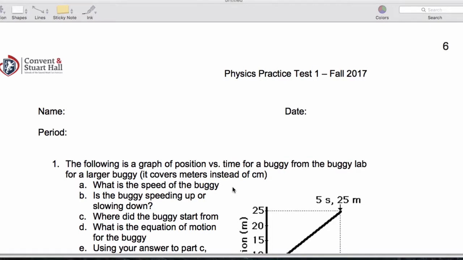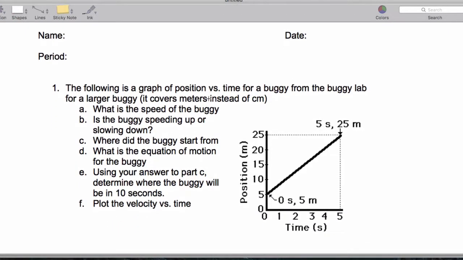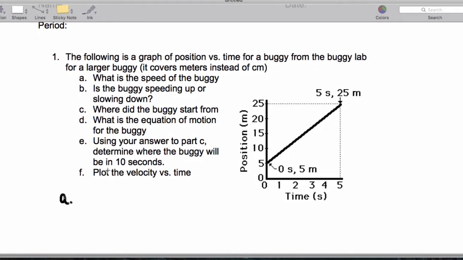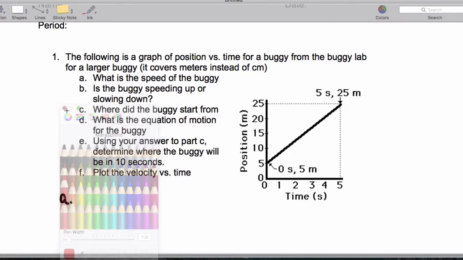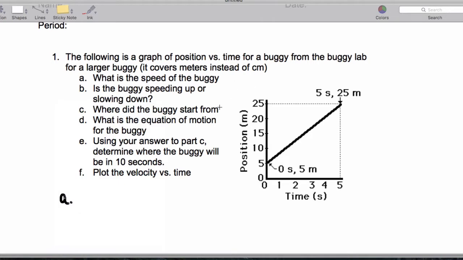All right, everybody, I want to run through and actually do the practice solution key to the exam, and here we go. So first, for part A, we want to actually calculate what's going on with this buggy. And to be absolutely clear, when we are doing a problem from the buggy lab, we have a position versus time graph. To get the speed, always get the slope.